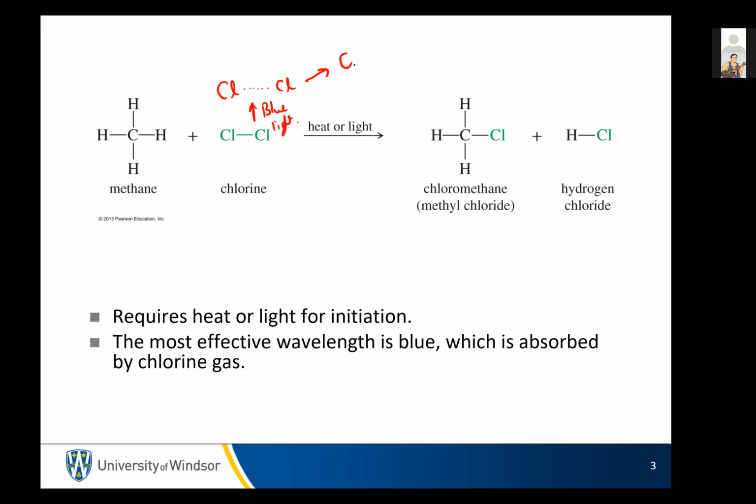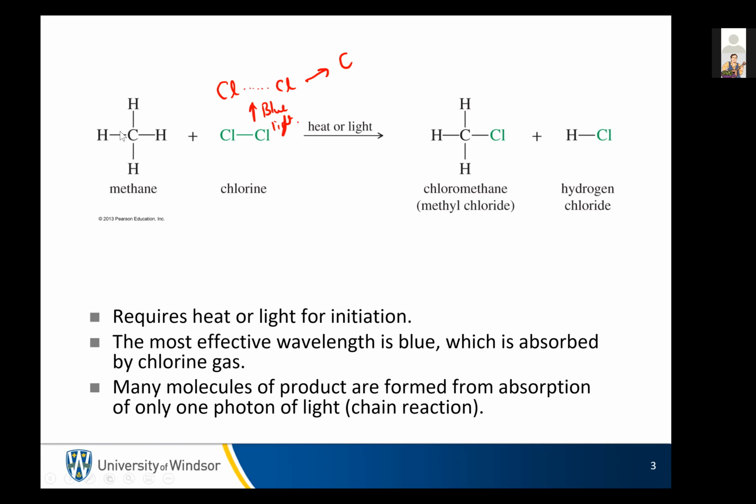Now there's different ways. I want to make sure I know what's coming next when I click the button. We're going to come back to this idea of chain reaction, but one blue light event is going to make multiple products, not just one product. You're going to get multiple copies of chloromethane and hydrogen chloride.